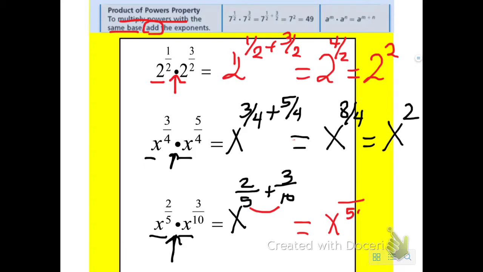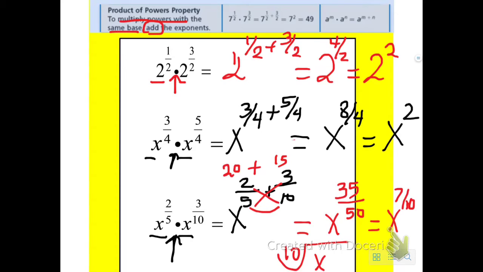5 times 10 is 50. Cross, 10 times 2 is 20. And 3 times 5 is 15. If I add 20 and 15, I get 35. So I can simplify that by a factor of 5, x to the 7/10. Now since that's a rational exponent, I could make that into a radical expression. That's the 10th root of x to the 7th power. Both of these are correct answers.